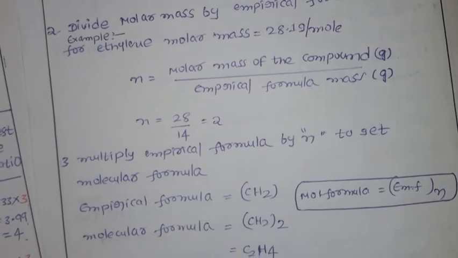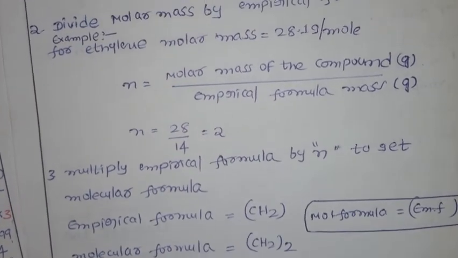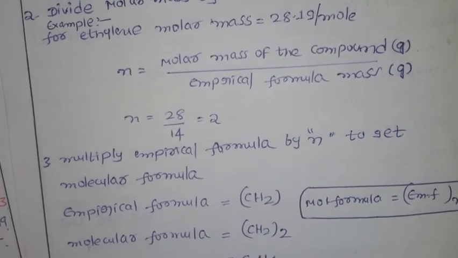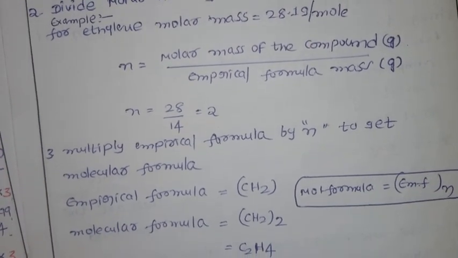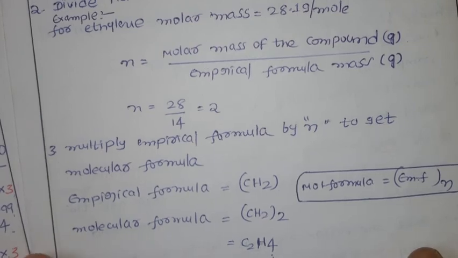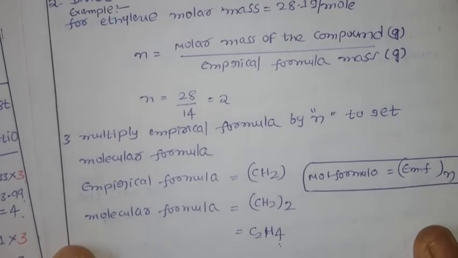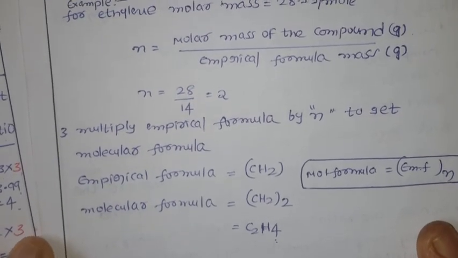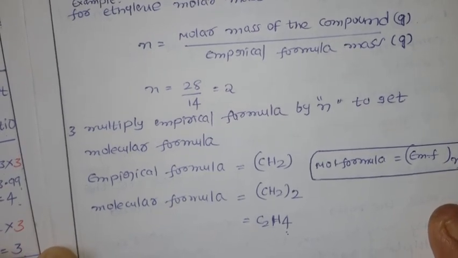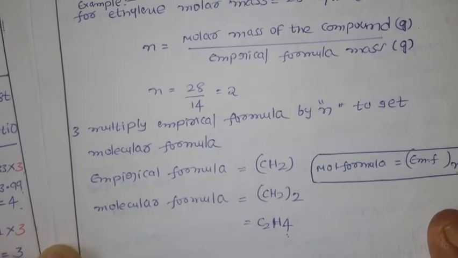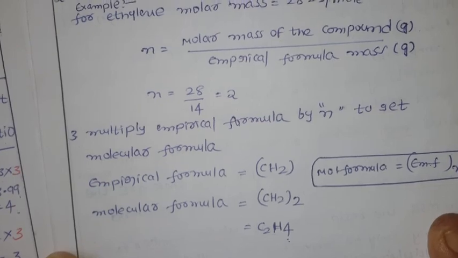So these are the steps to calculate the empirical formula, and from the empirical formula, how to calculate the molecular formula. What I want to convey is that once you know the percentage composition, you can calculate the empirical formula. Once you know the empirical formula, you can calculate the molecular formula. This is the use of percentage composition.